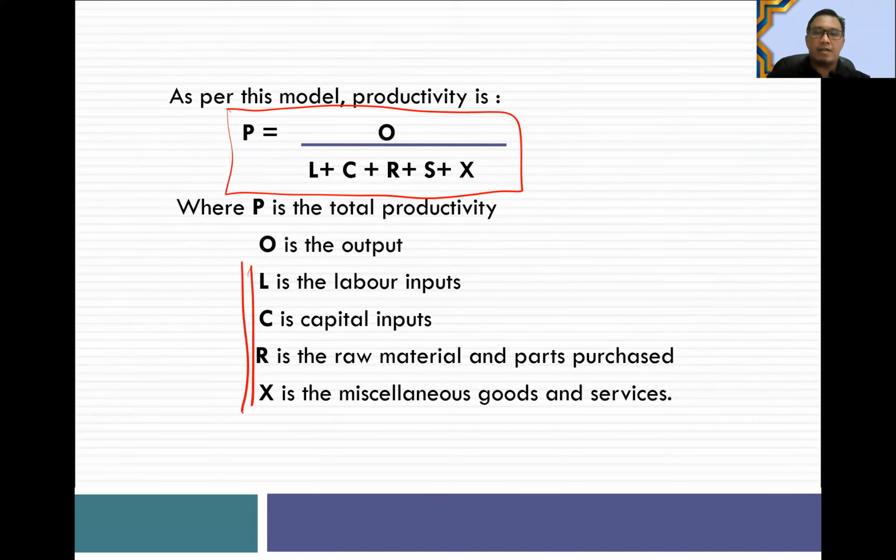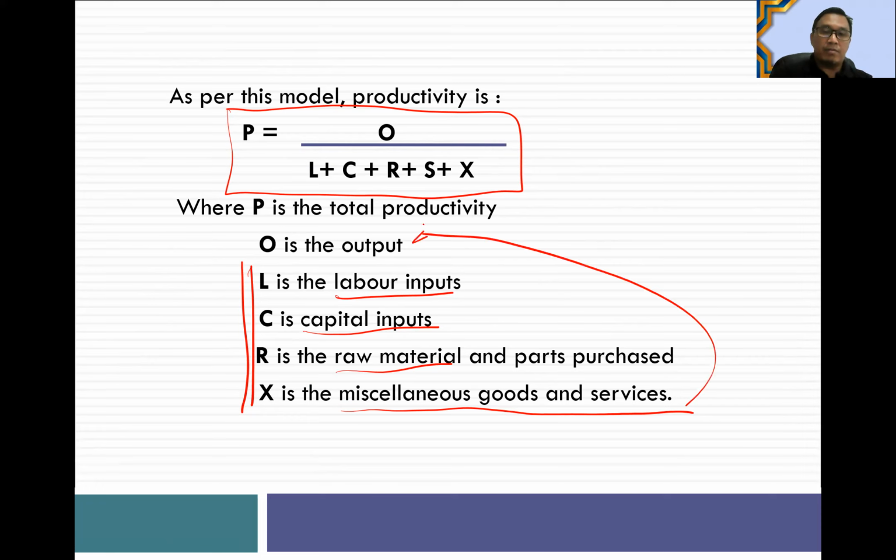The factors of the Craig-Harris model consist of: the first one is the labor input, the second one is capital input, raw material, and miscellaneous goods and services. Other goods and services that should be paid by the organization or the company in order to produce the output. Could be delivery, could be electricity, something like that.